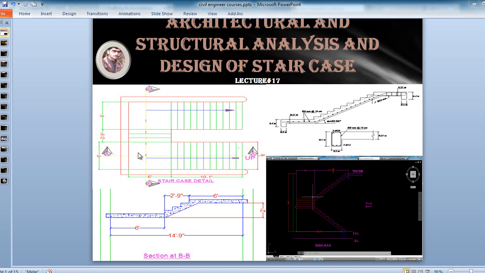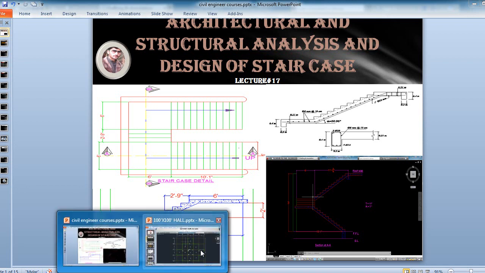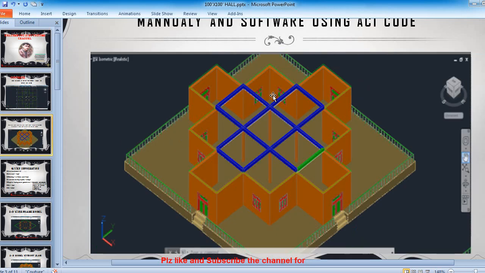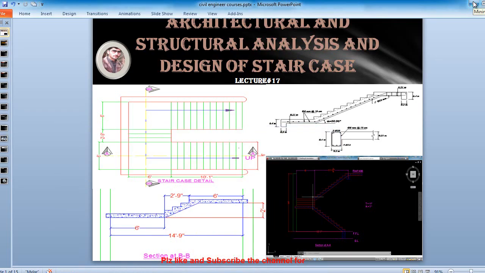Basically, students, in lecture number 16 we covered the architecture detailing of the staircase, and the whole architecture drawing of our open well type staircase that we are providing in our project. And you all know the project. If you are starting the lectures from the beginning, this is our project, and this is the 2D view of our project. We are designing the stair for this project.